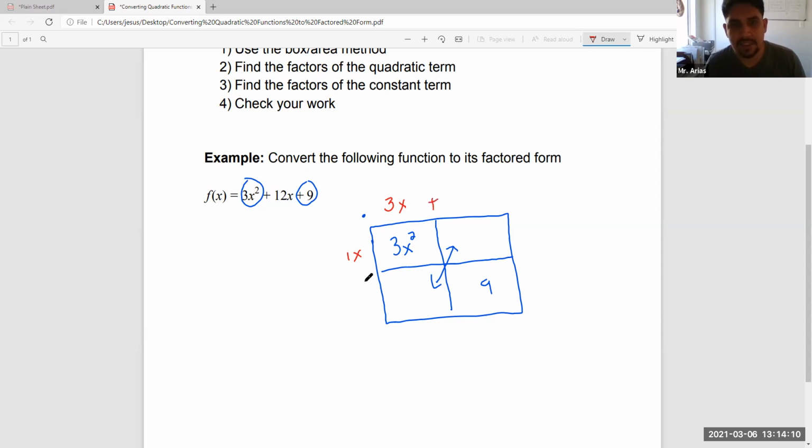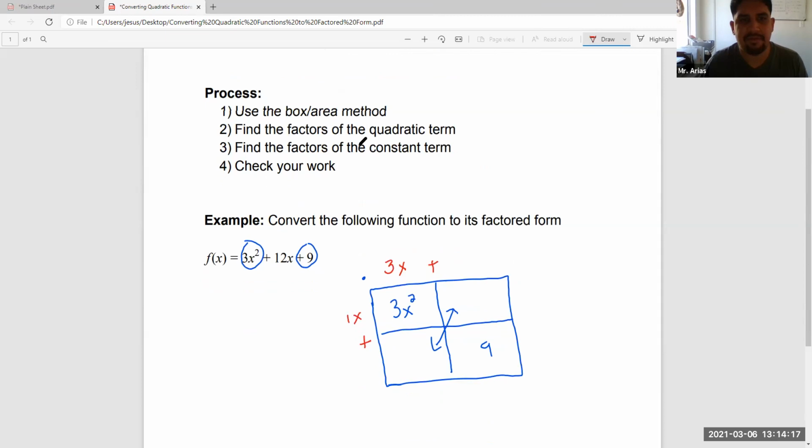Now, after this, I'm going to just separate these terms with pluses, and then the next step is going to be to find the factors of the constant term, which in this case is my 9. So for the 9, again, you can play with the combinations. You can multiply 1 times 9, 9 times 1, same thing, or 3 times 3.